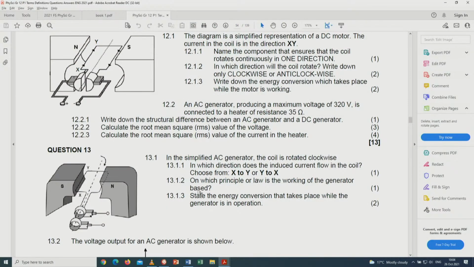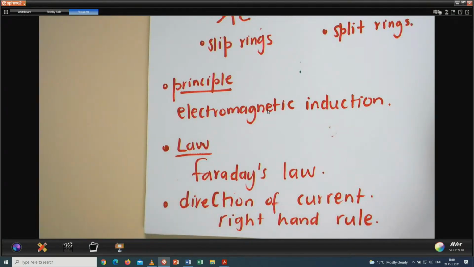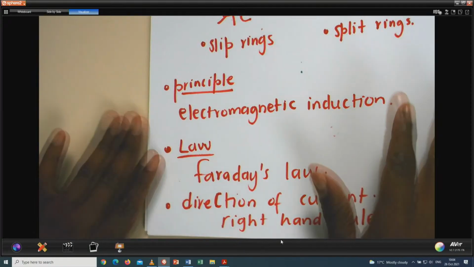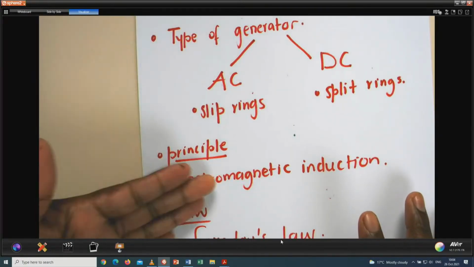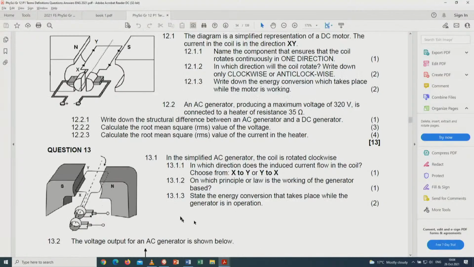The next question: on which principle or law is the working of a generator based? From your interpretation, you said the working of a generator is based on electromagnetic induction, or you can say Faraday's law. This is the interpretation. So basically what I have written here is the questions that you can expect. There's nothing else. These are the questions that you can expect. Then state the energy conversion that takes place while the generator is in operation. If it's a generator, it will be converting mechanical energy to electrical energy.